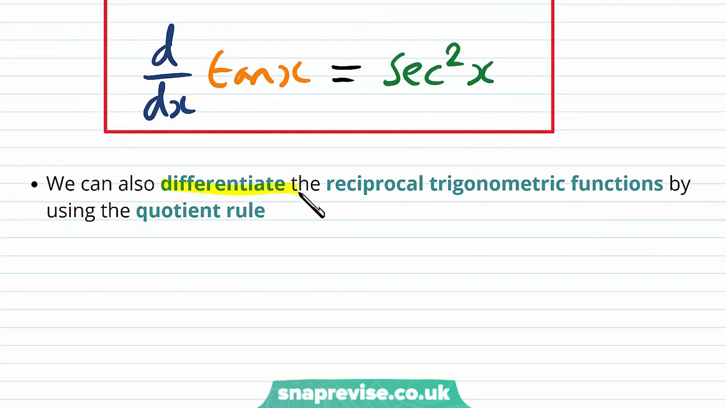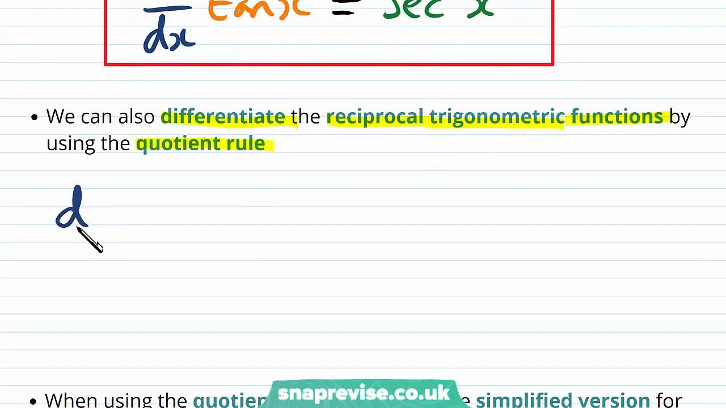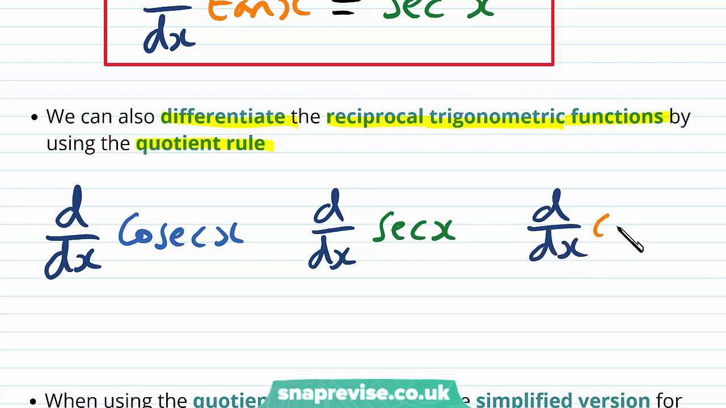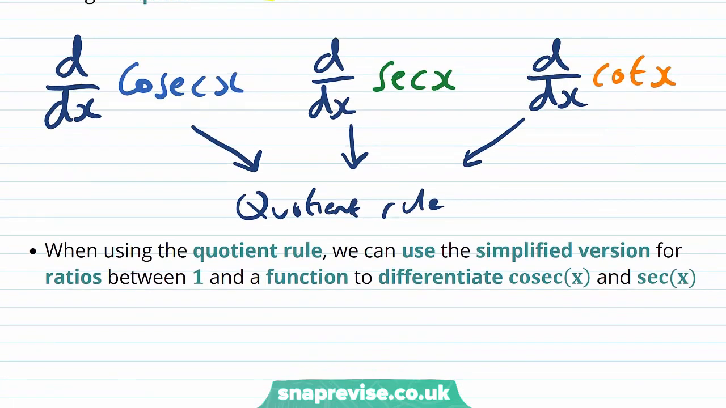We can also differentiate the reciprocal trigonometric functions by using the quotient rule. So if we want to find d by dx of cosec of x, or d by dx of sec of x, as well as d by dx of cot of x, we do all of these by using the quotient rule. When using the quotient rule, we use a simplified version for the ratios between 1 and a function in order to differentiate cosec of x and sec of x.